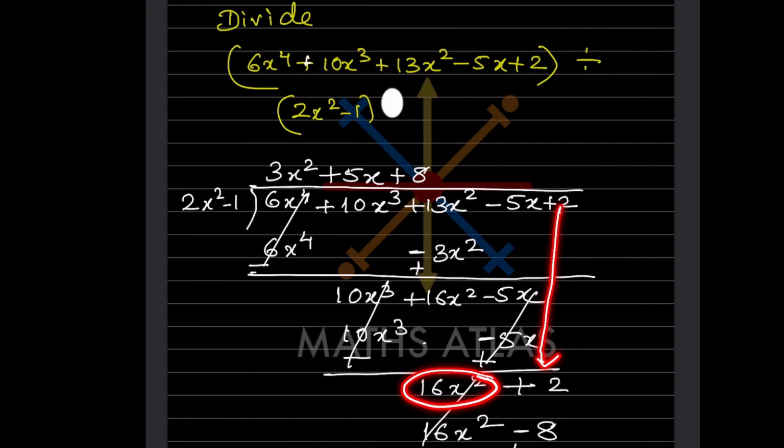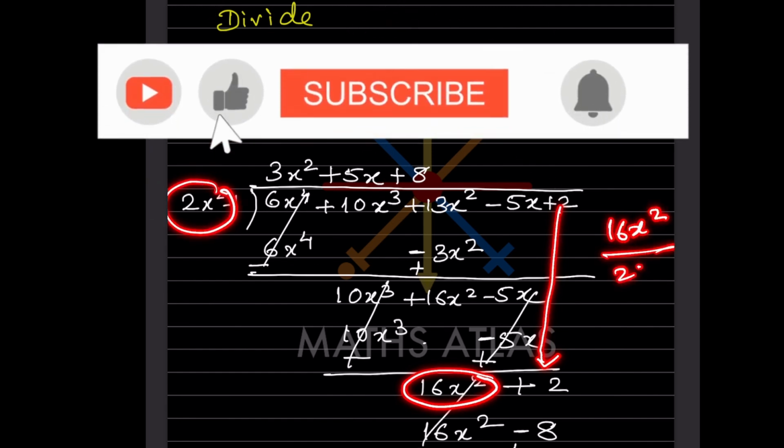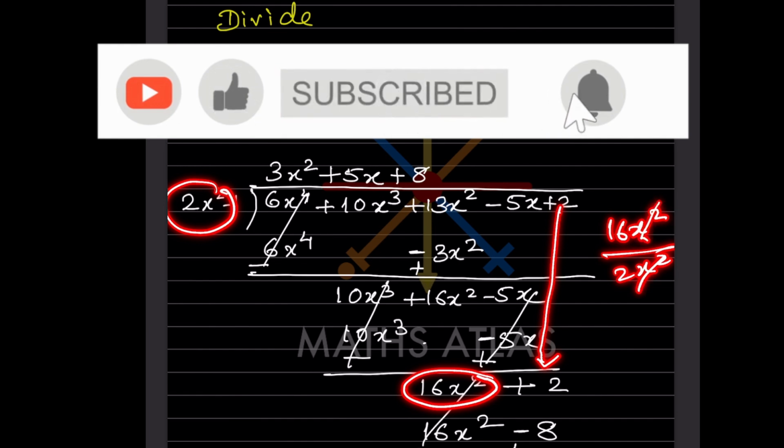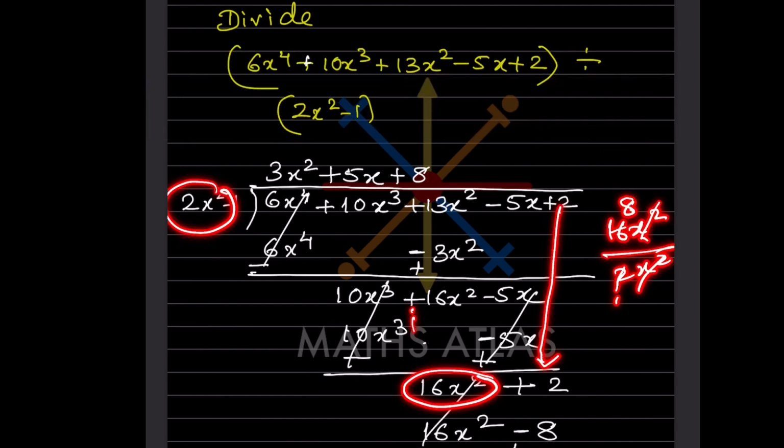Now you will look for this and this part. That will be 16x square divided by 2x square. X square and x square gets cancelled. 2 ones are 2, 8s are. So what sign you will look at, the sign? This is plus, so you will write here plus 8.